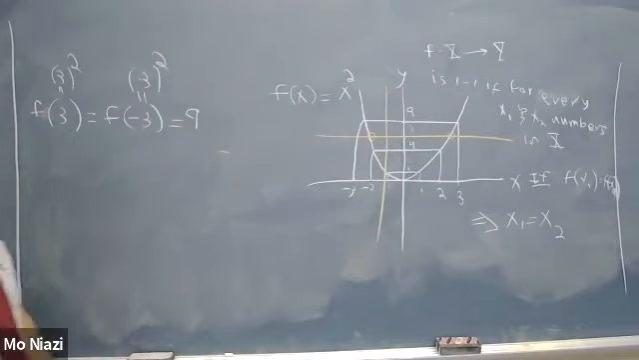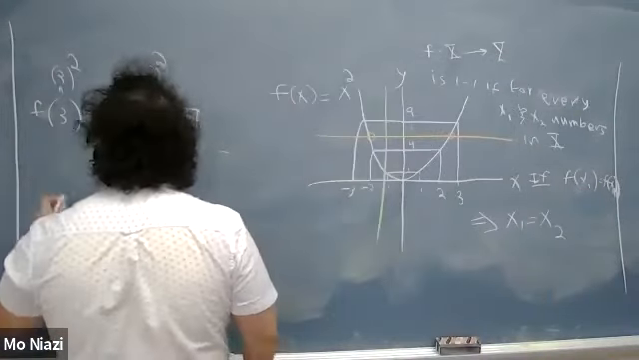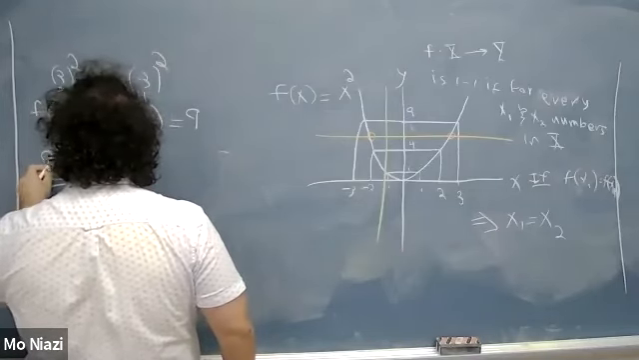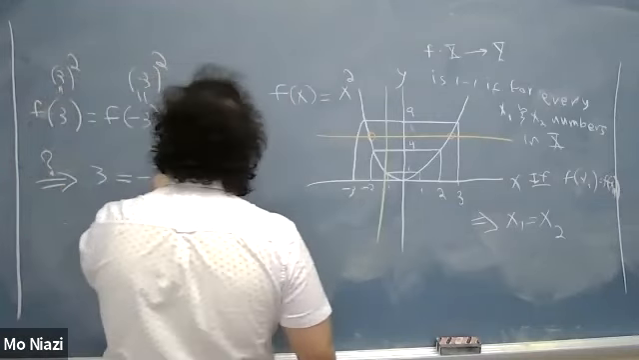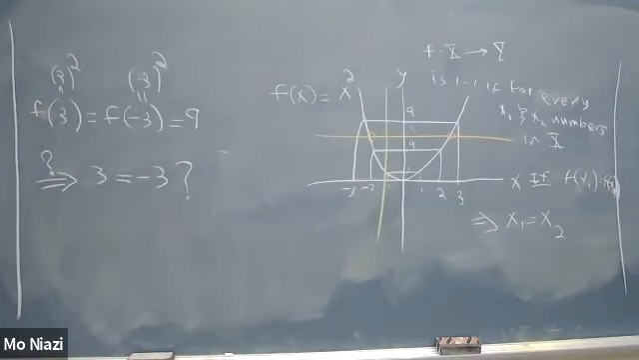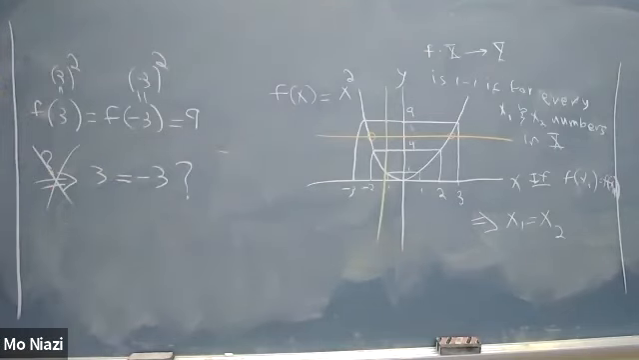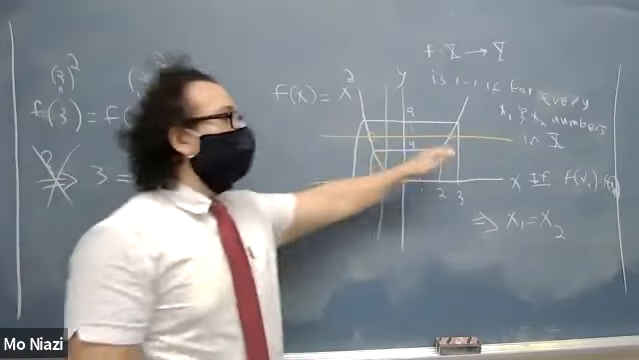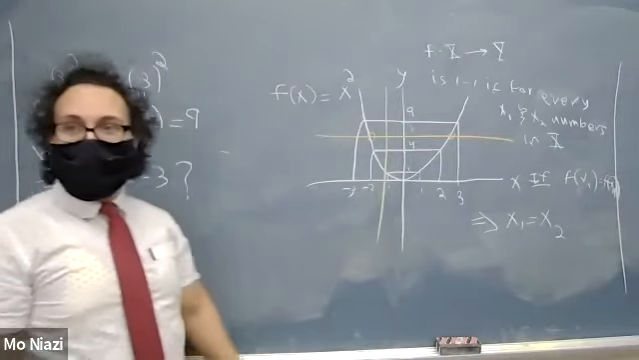If the function were 1 to 1, then if this, it implies that x1 should equal x2. So I'll write implication question mark. Does that imply 3 is equal to negative 3? Does 3 equal negative 3? No, it doesn't. So we have shown that the function is not one-to-one. Because if it were one-to-one, then 3 should equal negative 3. But it doesn't. And so it is not one-to-one. And the horizontal line test gives you that for free. The horizontal line test is visually what this definition of one-to-one is saying.